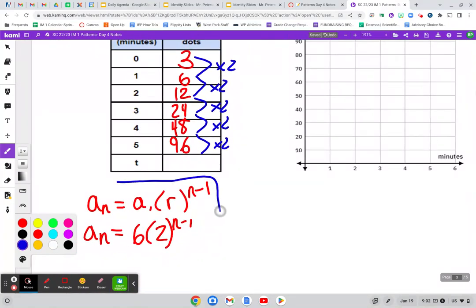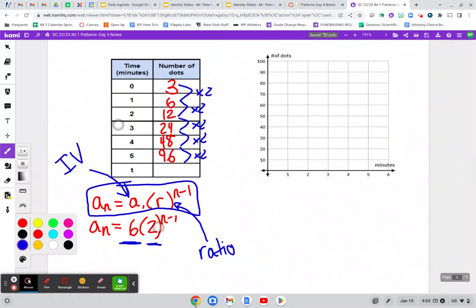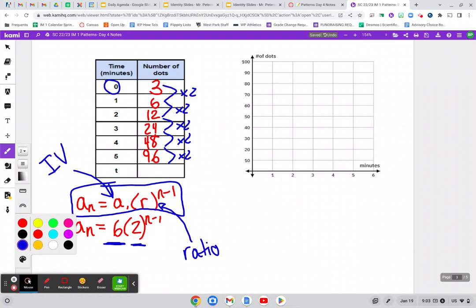Now, the geometric formula that we talked about right at the very end of class yesterday was this thing, where A1 is the initial value, or the first term, means the same thing either way, where R is the ratio. Okay, the ratio is what you're multiplying by. So what I threw in here is 6, that's the first term, and 2, that is the common ratio. So when it asks for at 0 minutes, how many dots are there? 3. At 1 minute, there's 6. At 5 minutes, there's 96.